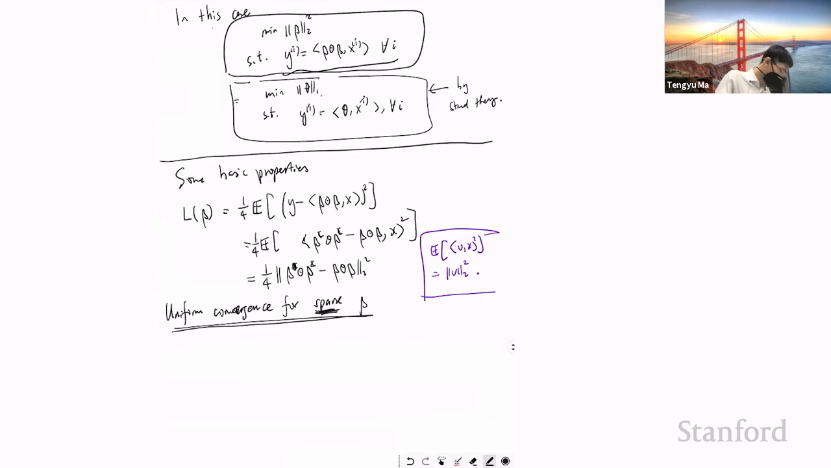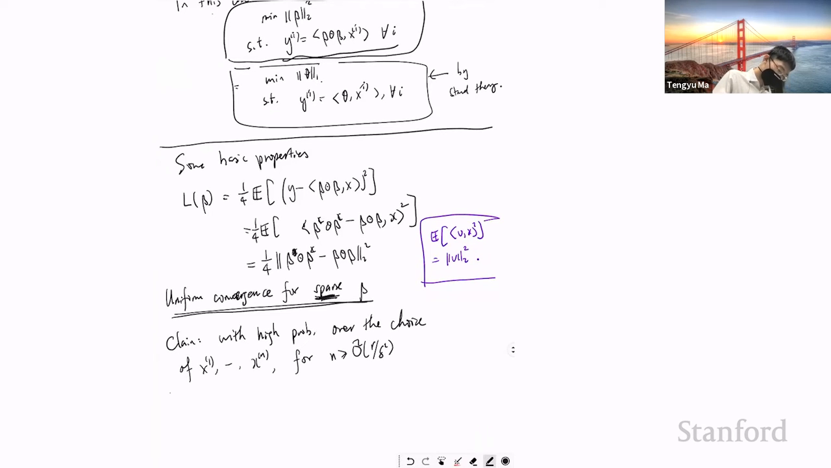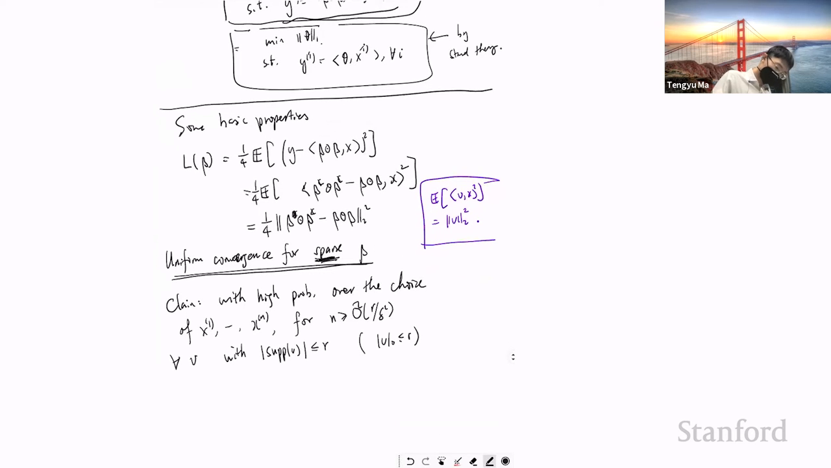So here is what I'm going to build towards. First, there's a claim: with high probability over the choice of data, if n is bigger than something like O tilde of R over delta squared, then for every v such that the support of v is less than R, or alternatively, the zero norm of v is less than R, you have the following.